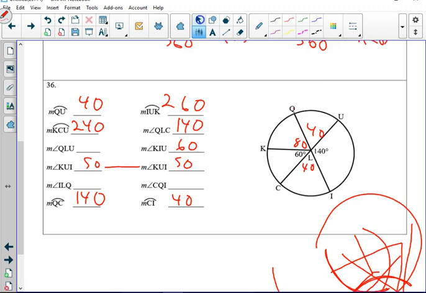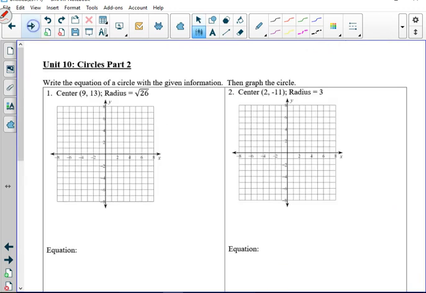QLU. QLU is a central angle. 40. ILQ. ILQ straight across. 180. And last, CQI. 40 degrees right here, so half of that is 20. Hey, that was the end of that part.